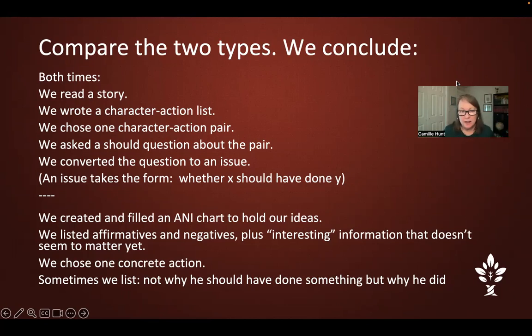Then both times when we had an issue, we created and filled an Annie chart to hold our ideas. We listed affirmatives and negatives, plus interesting information that doesn't seem to matter yet. Maybe it will. And we also note that we chose a concrete action. And then, as I said before, we list not why he should have done something, but why he did do something. Those are all affirmatives that cause the action.